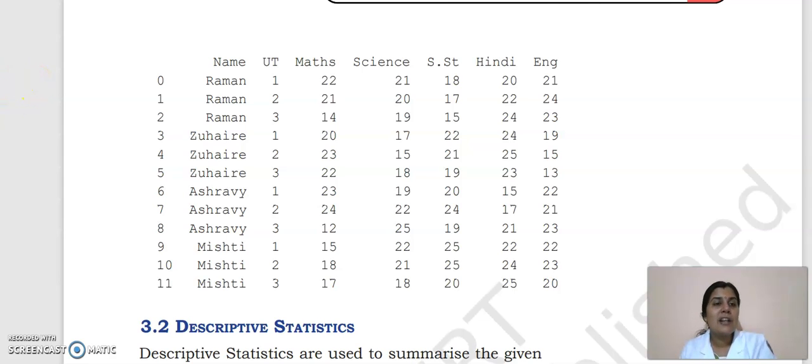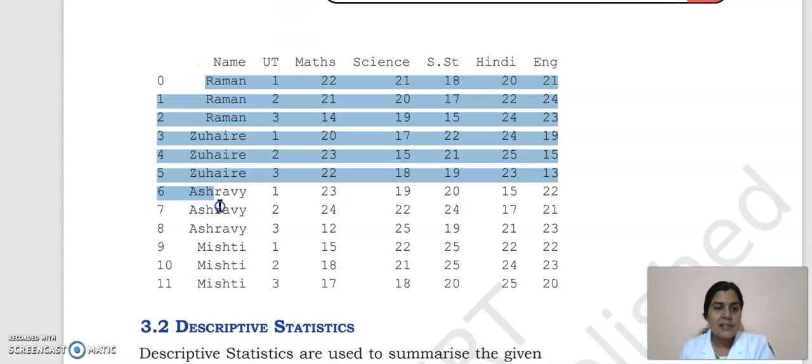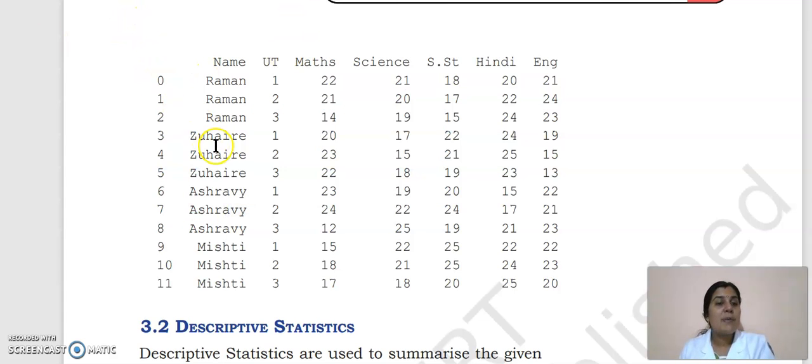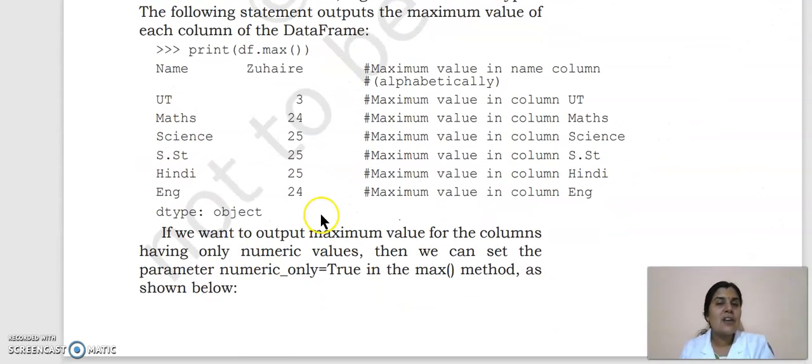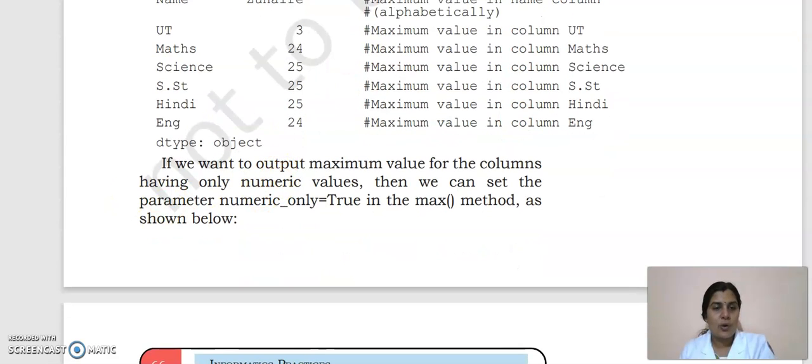So this max will work regardless of data type. Here the data type is string, but according to alphabetical order, Suhair will come last. So Suhair is the maximum value. So in the name column, Suhair will be there. In UT, 3 will be there. In maths, 24 will be there. So regardless of the data types, we can get the maximum value by using the data frame dot max method. So name Suhair, UT 3, maths 24, and so on.